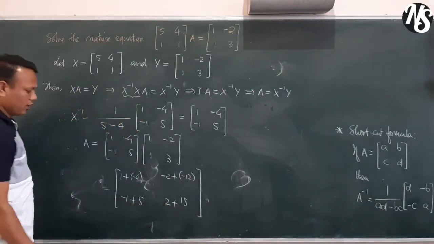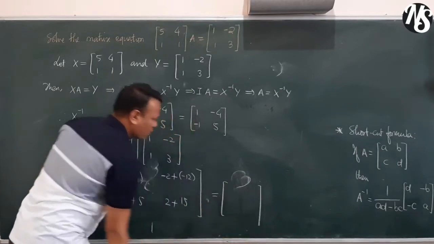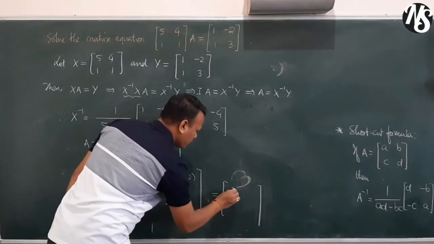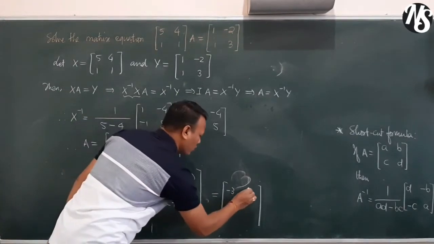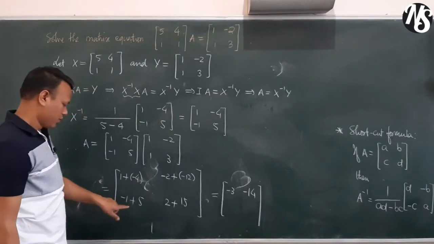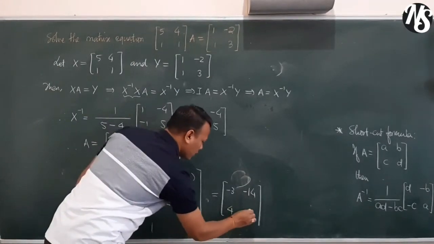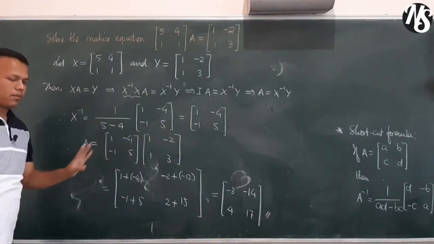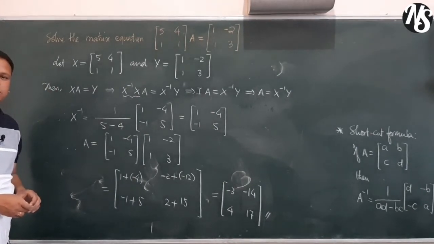Right, so that's why your value of the matrix A becomes 1 minus 4 is minus 3, minus 2 minus 12 is minus 14. You have 4, right, and this is how much? This is 17. Okay, so this is the value of my matrix A. Pause the video and note down your solution.